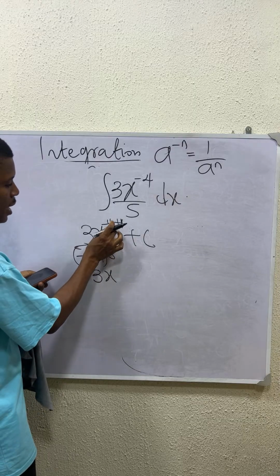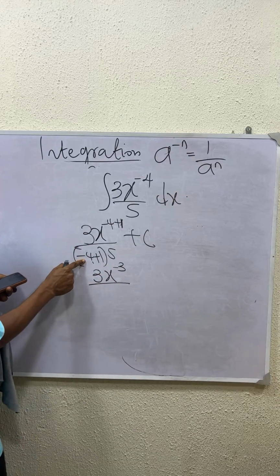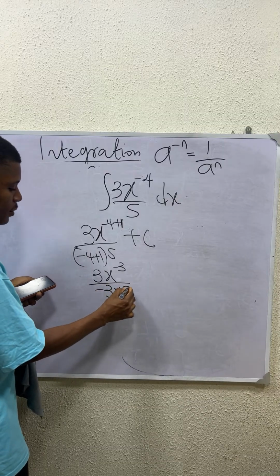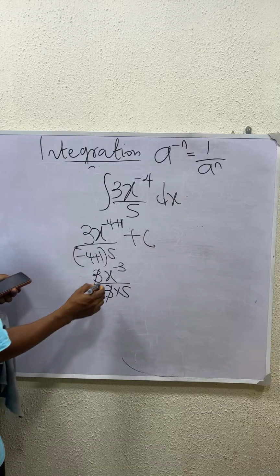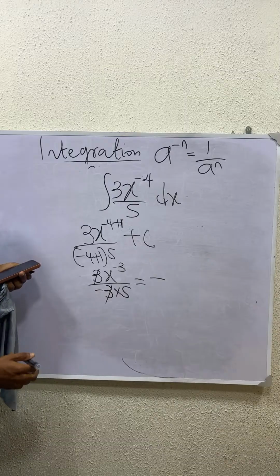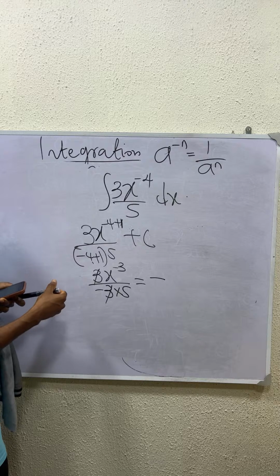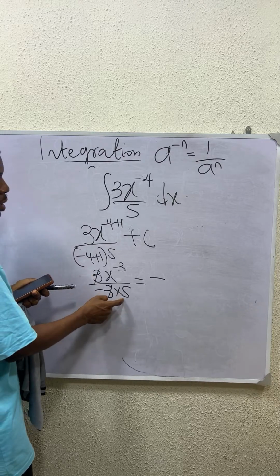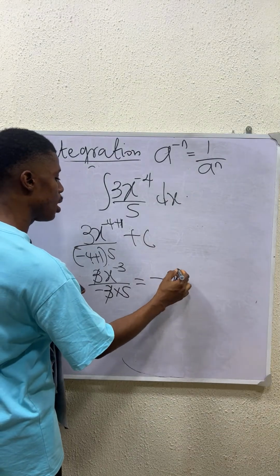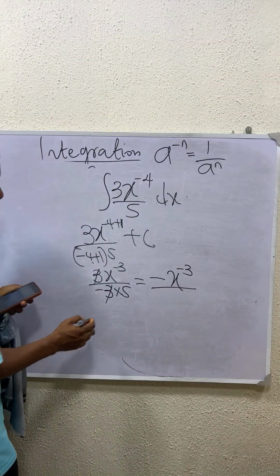So this is basically minus 4 plus 1 is minus 3, divided by minus 4 plus 1, which is minus 3, times 5. So 3 can cancel out 3. We have the answer as minus, because of this minus, thank you for correcting it. Because of this minus, 3 cancels out this. Minus 1 times 5 is minus 5. So we have the minus. We have x to the power of minus 3 divided by 5.